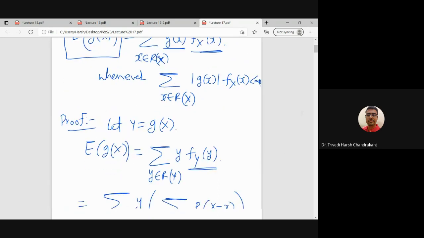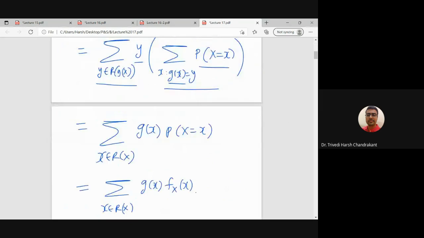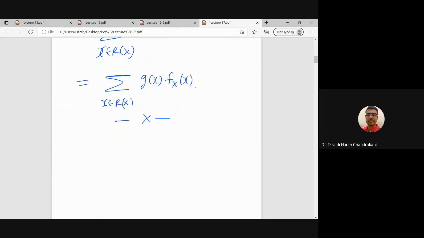Okay, so let us take one example. So what is the continuous case of this? The continuous case is that the expectation of g of x is given by, instead of summation, an integration.